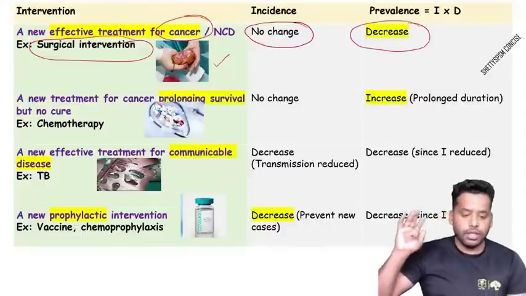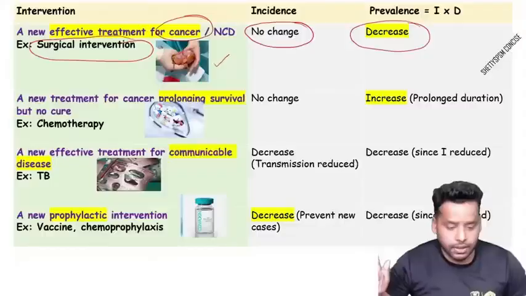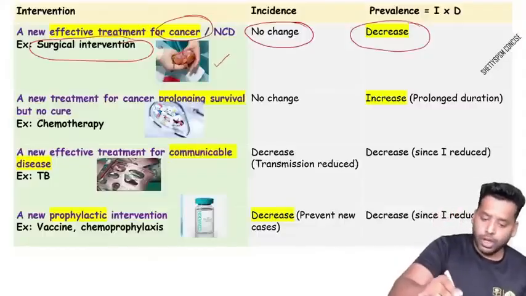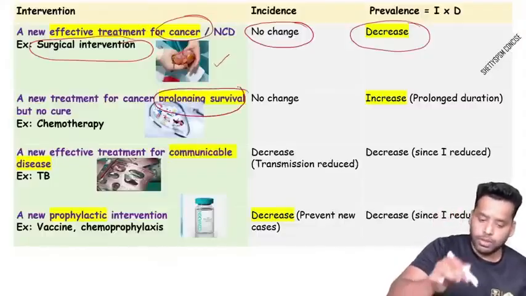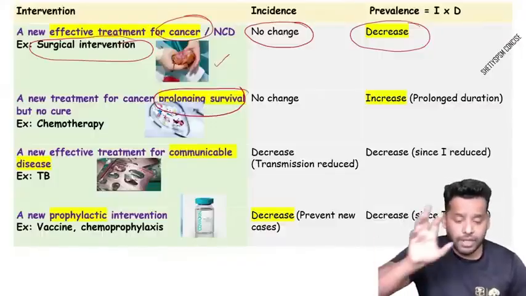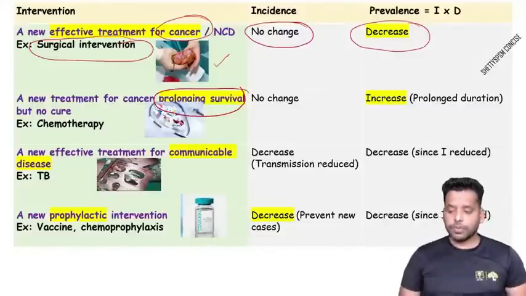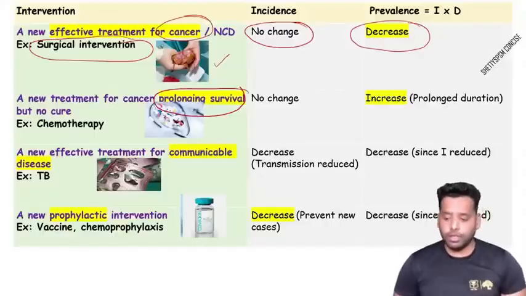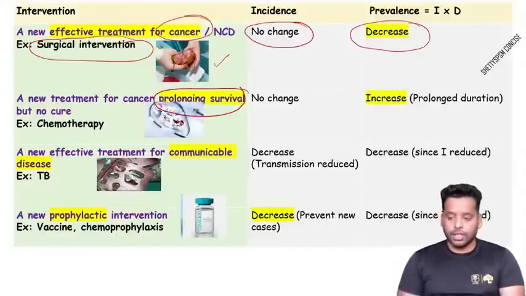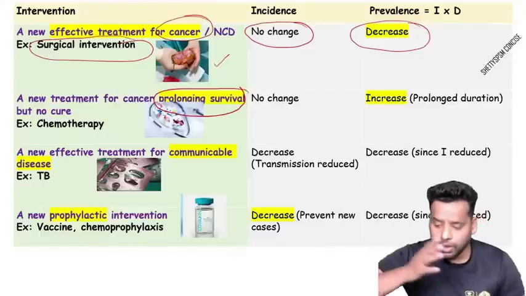Yes, good. Now the question is different. A new treatment for cancer. See the words properly: prolonging the survival. What happens to the duration? If you are not giving any cure, the patient is living for a longer duration. What happens to the duration of illness? Duration is prolonged.